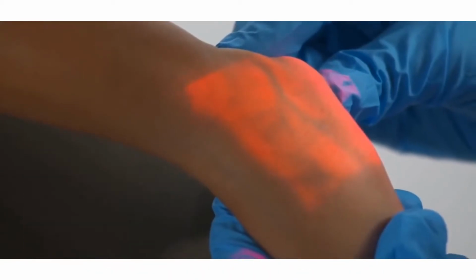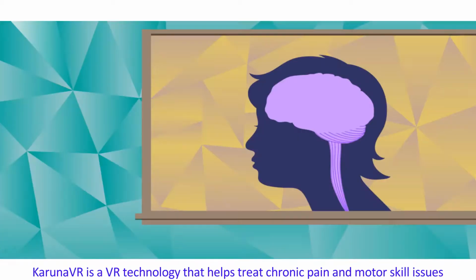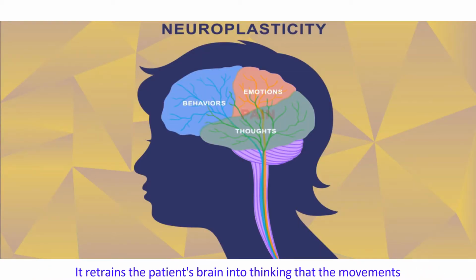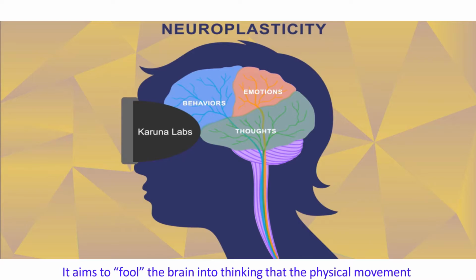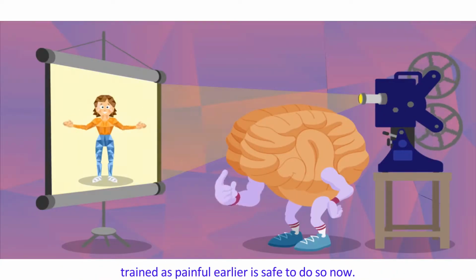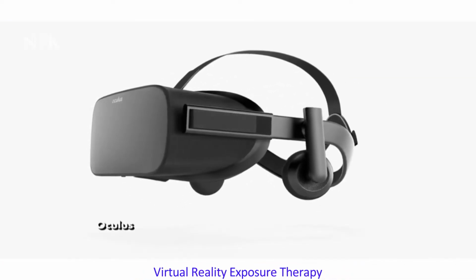Karuna VR. Karuna VR is a VR technology that helps treat chronic pain and motor skill issues. It retrains the patient's brain into thinking that the movements that were painful before are okay to do so now. It aims to fool the brain into thinking that the physical movement trained as painful earlier is safe to do so now.